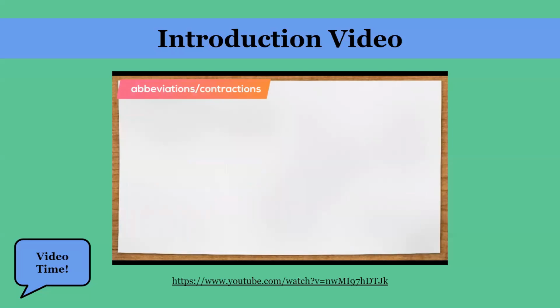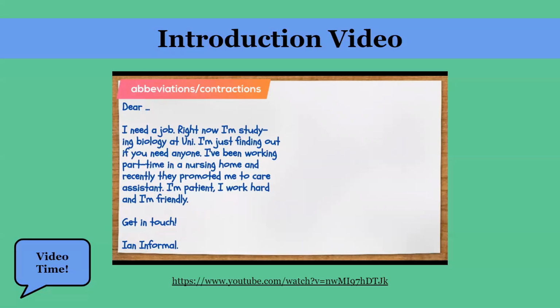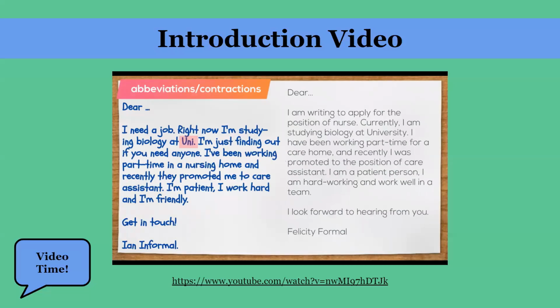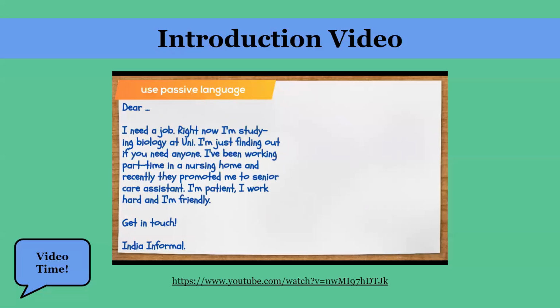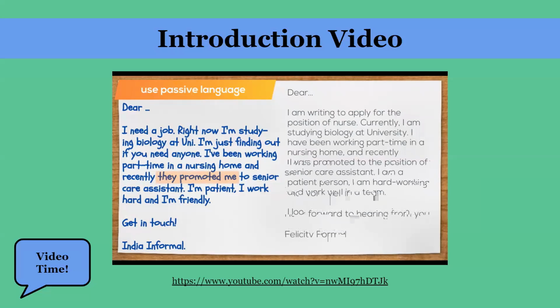It's more common in formal English to use fewer shortened forms of words and verbs. Here we have uni, which is okay if you're speaking, but not when you're writing. We should use the full word university instead. And I've been, we could use I have been. Normally in formal language we use passive structures. They promoted me to care assistant should be I was promoted to the position of care assistant.